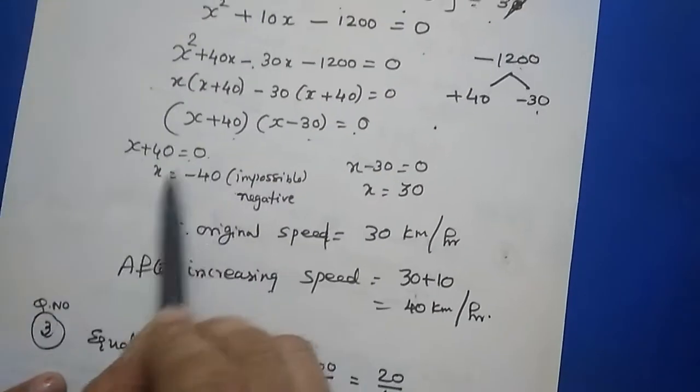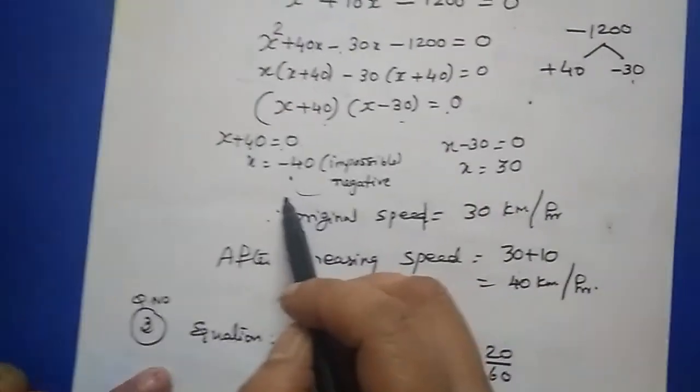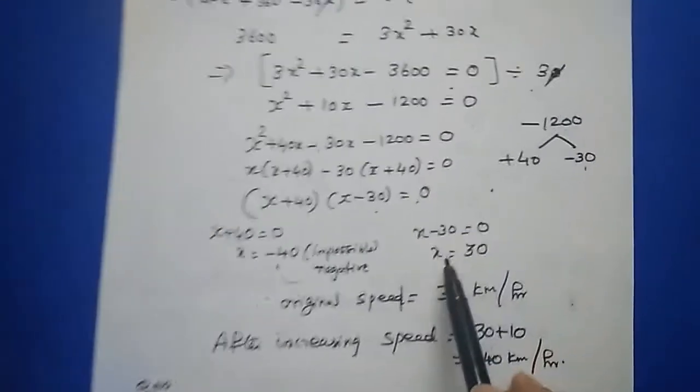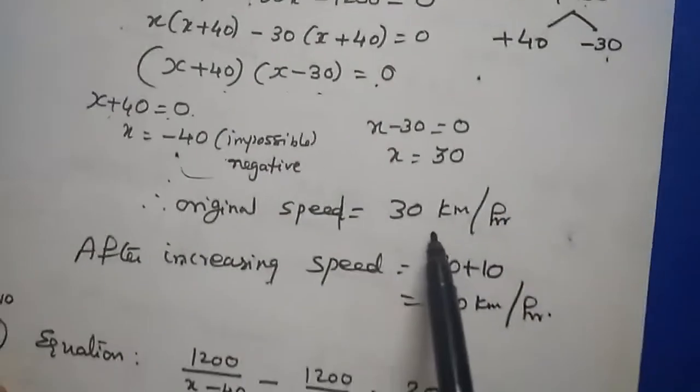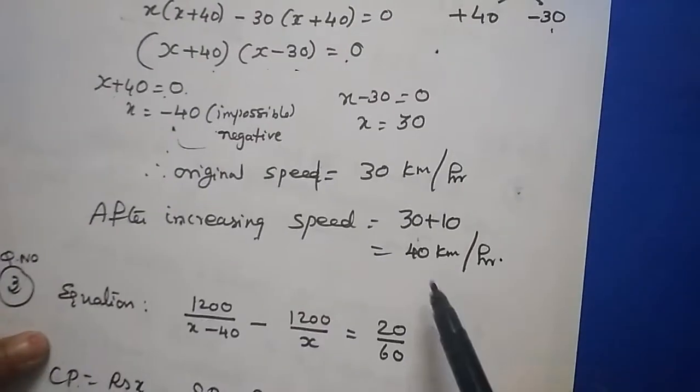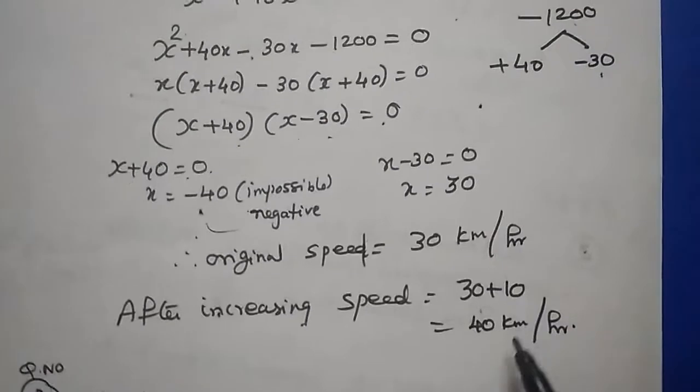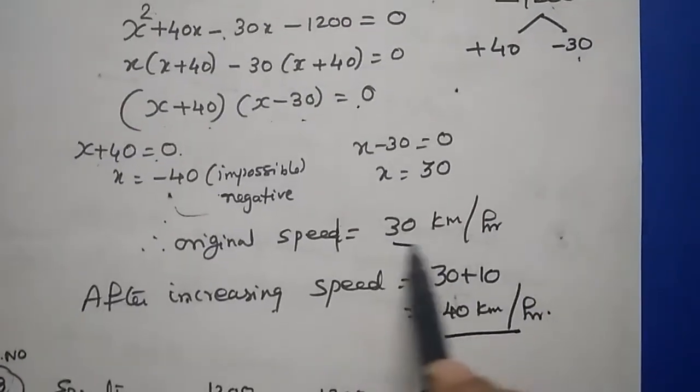x plus 40 is equal to 0, x is equal to minus 40. Definitely the speed will not be negative. So you take the other one. x minus 30 is equal to 0, x is equal to 30. Therefore, the original speed of the car is 30 kilometers per hour. After increasing, the speed is 30 plus 10, 40 kilometers per hour.